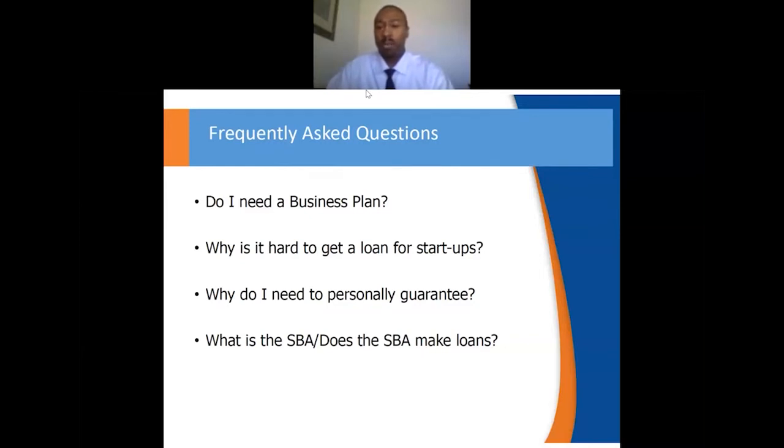SBA 7(a) Community Advantage is typically for startup businesses, right? They need money for startup costs or equipment or working capital, those kind of things. And then 504 is typically for commercial real estate, like if you're buying a commercial building or getting new construction of a commercial building, and then money for heavy machinery. That's usually for a 504. Those are pretty much the typical uses. There may be one other that I'm missing, but those are the typical uses for SBA. So hopefully that explained about SBA.